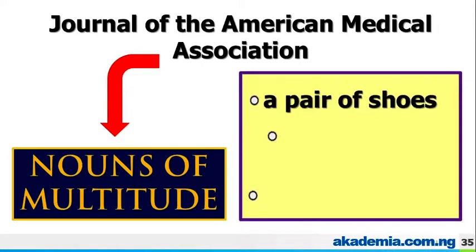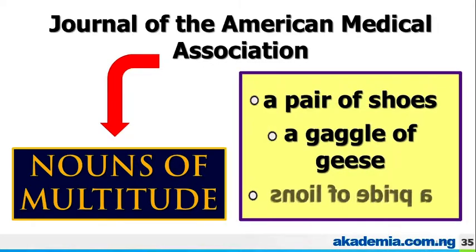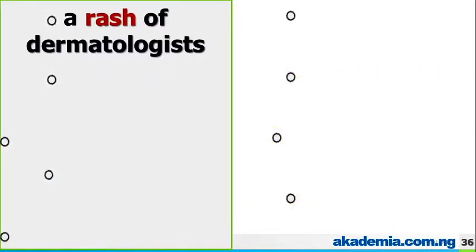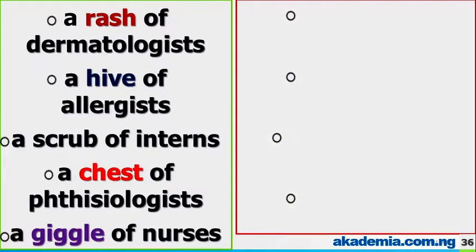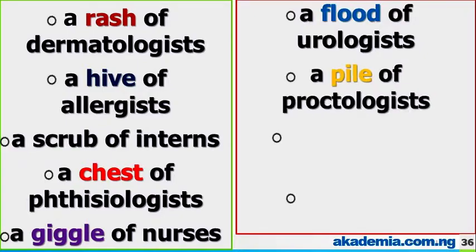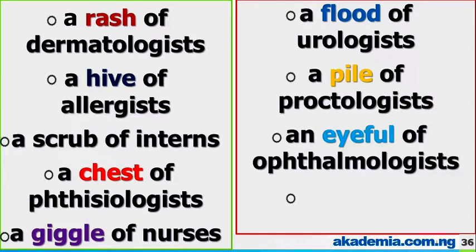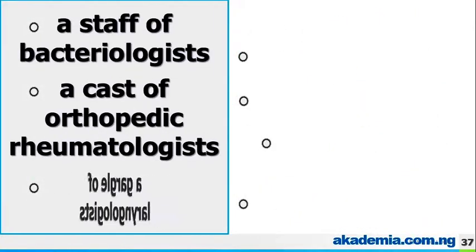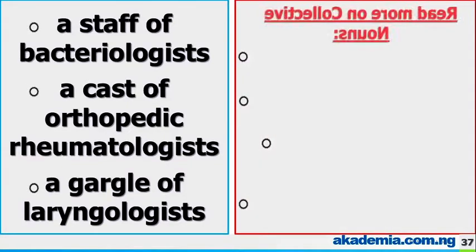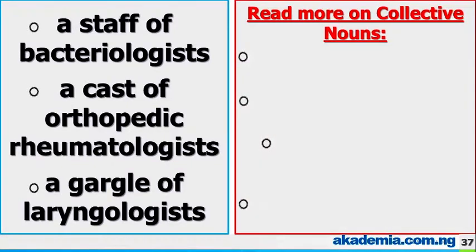For example, a pair of shoes, a gaggle of geese, a pride of lions, a rash of dermatologists, a hive of allergists, a scrub of interns, a giggle of nurses, a flood of urologists, a pile of proctologists, an eyeful of ophthalmologists, a staff of bacteriologists, a cast of orthopedic rheumatologists, a gaggle of laryngologists, and so on and so forth. You can see the word gaggle, nurses, a giggle, and all of that. Description of collective nouns.